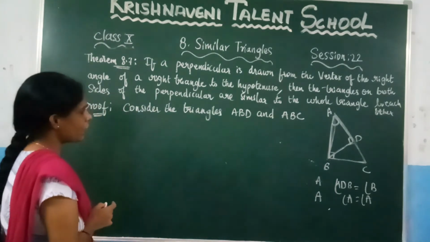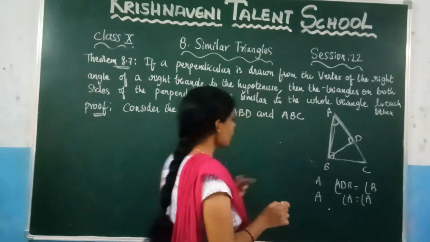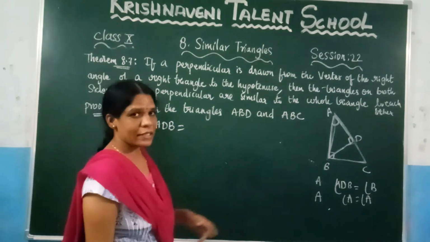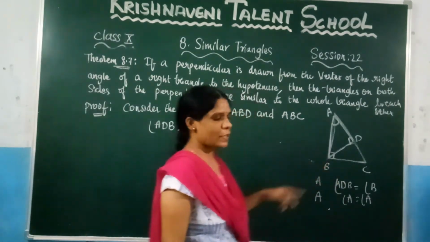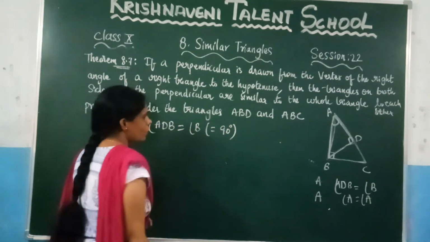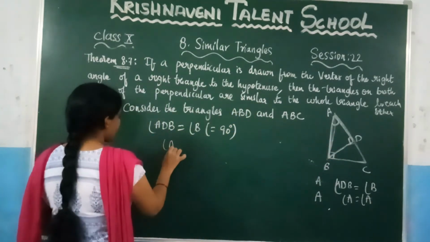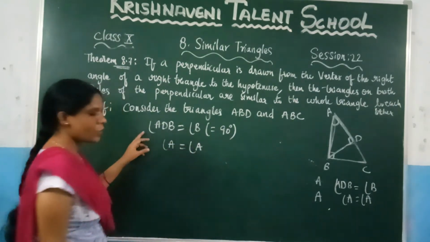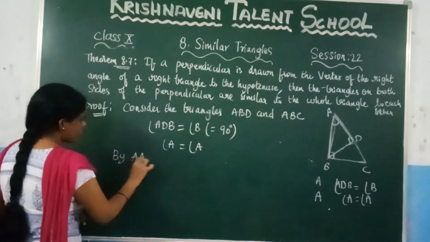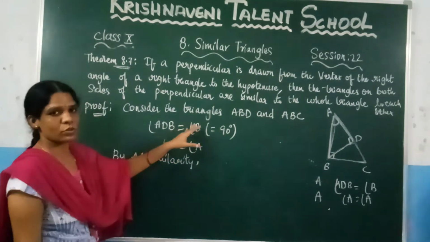Consider the triangles ADB and BDC. In the smaller triangle, where is the right angle? Which is nothing but ADB. So write it here ADB. In the bigger triangle, where is the right angle? Which is nothing but angle B. So write it here, angle B is equal to 90 degrees. Now, in these two triangles, angle A is the common angle. So write it here, angle A is equal to angle A. Now you can apply here angle similarity. So write it here, by angle similarity, you can say here these two triangles are similar.